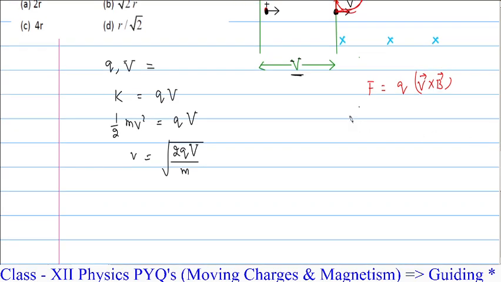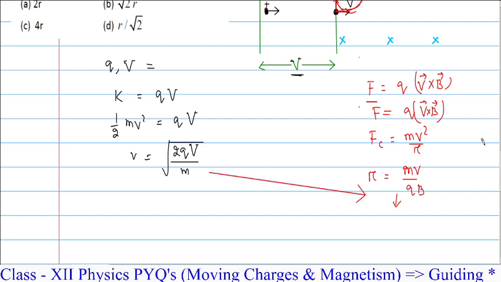As it moves in a circular path of radius r, the centripetal force will be provided by the force due to the magnetic field. From there we can write F equal to qvB. This is the force, and this will provide the necessary centripetal force, which is mv squared by r. Upon equating both, we get the radius relation as r equal to mv upon qB.